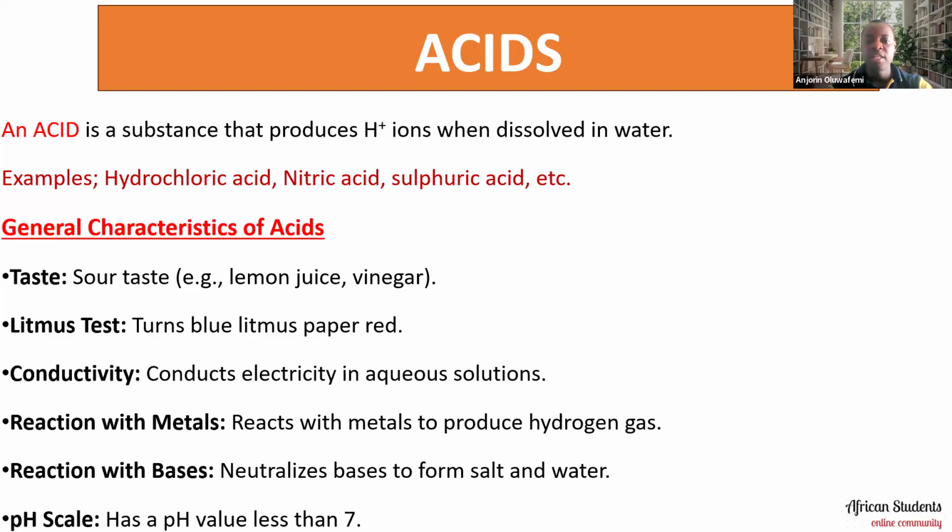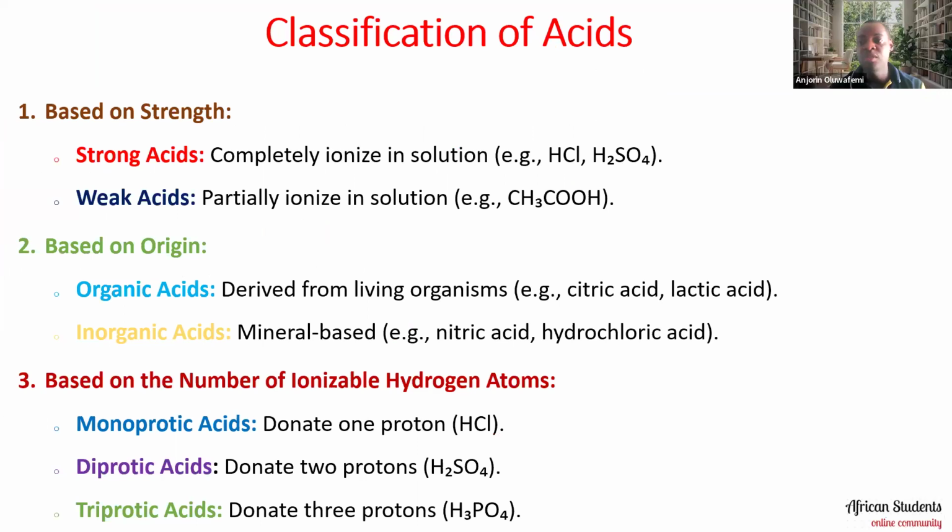Now having said that, let's move a notch further and talk about the classification of acids. Acid can be classified based on their strength. We can have what we call strong acids. Strong acids are basically acids that completely ionize when they are in solution. Examples are HCl and H2SO4. Then based on strength, we can also classify an acid to be a weak acid. These ones are partially ionized in solution. They don't ionize completely. An example of a weak acid is ethanoic acid, CH3COOH.